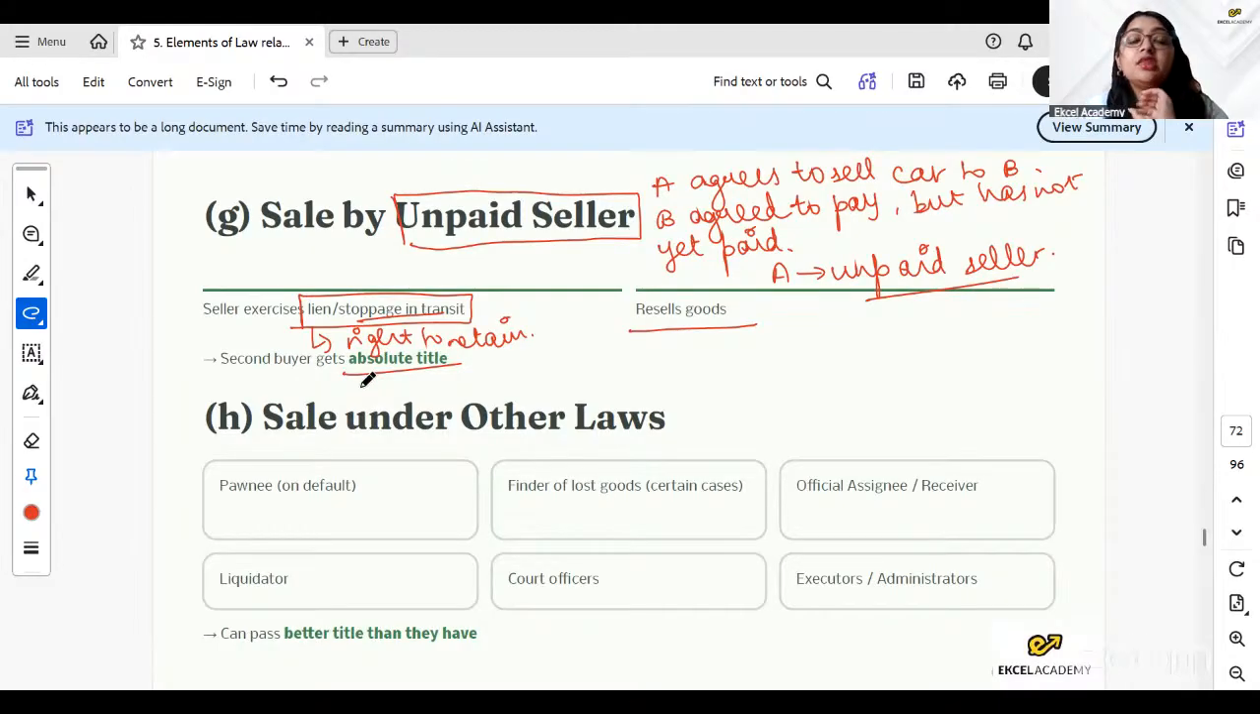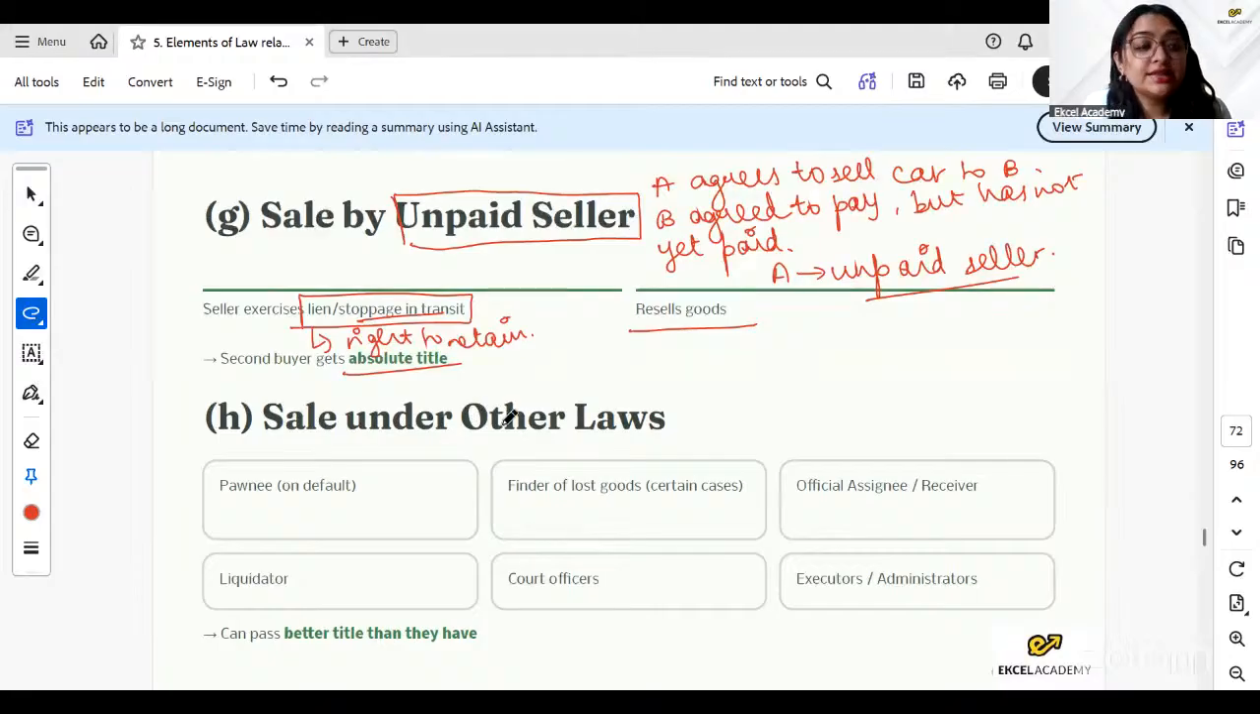All right, so I hope you are able to understand the cases wherein someone who is not the owner can also make the sale. Ideally, in this case, who is the owner? B. But did B make the payment to A? No. So what does that make A? A becomes your unpaid seller, and unpaid seller has a right to sell off the goods. So any person who is buying goods from an unpaid seller will get the absolute title to the goods. Next, you have your sale under other laws.